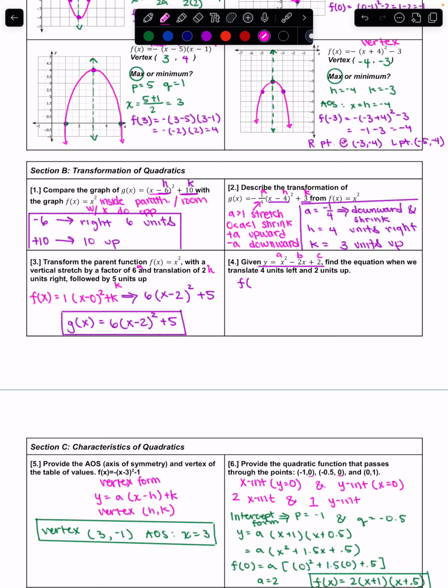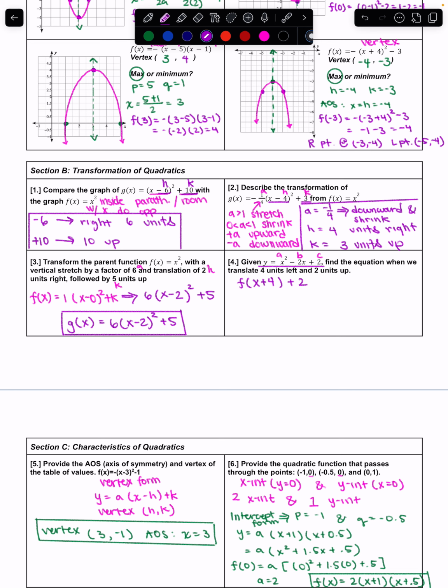So we're going to go ahead and just modify what's inside the parentheses. So the 4 units to the left, if you do that on the number line, you'd hit negative 4. But we're going to do the opposite because you're in the room with your x. So instead of x minus 4, you're doing x plus 4 to go 4 units to the left. Okay, and then 2 units up, we're just going to go ahead and add 2 to our function. Okay, so now we're just going to go ahead and replace wherever we see an x with x plus 4.